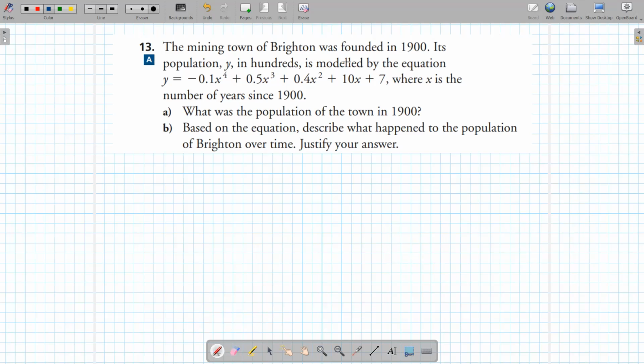So what's going on here? The mining town of Brighton was founded in 1900, okay. Its population y, in hundreds, is modeled by this. What was the population in 1900, it says? Which is just a fancy way of saying the initial population. What's the initial population? What is the y-intercept? Another way to think about it. Any ideas on any of those?